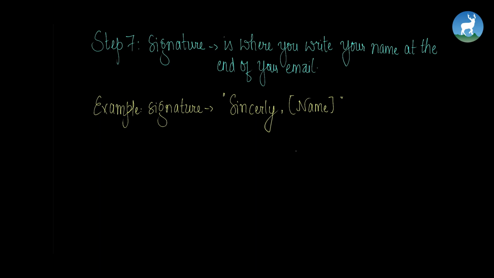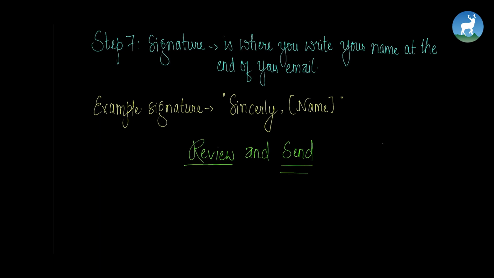Alright, the last step is reviewing and sending. Before sending your email, you have to review it carefully for any mistakes, and once you're sure it looks good, just click the send button and your email reaches the desired person. Now you know how to write an email. Remember to follow all these steps every time you write one, and always remember, practice makes us perfect.